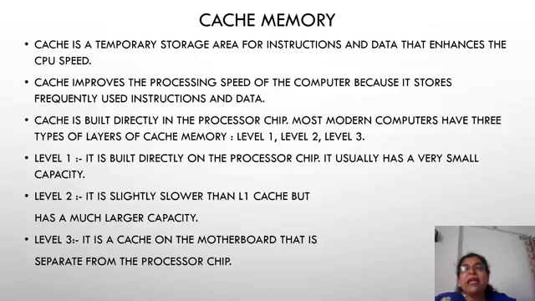Cache is built directly in the processor chip. Most modern computers have three layers of cache memory: Level 1, 2 and 3. Level 1 is built directly on the processor chip. It usually has a very small capacity. Level 2 is slightly slower than L1 cache but has a much larger capacity. Level 3 is cache on the motherboard that is separate from the processor chip. So there are advancements, and levels 1, 2 and 3 are there.